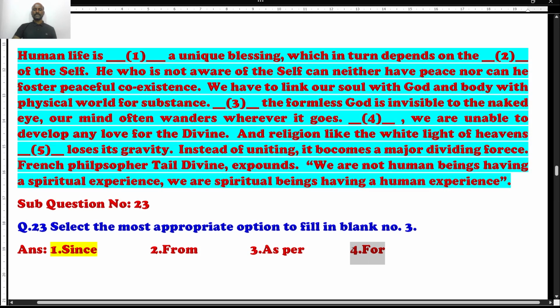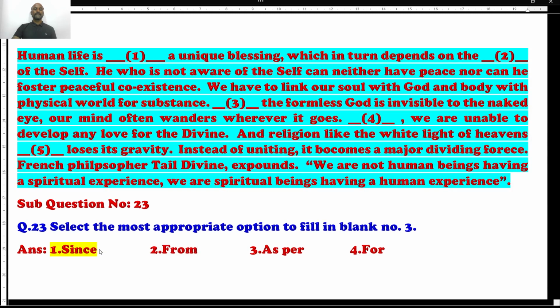I suppose first remove for, then remove as per, because they are not collocating. Option 3 and 4, just wipe it out. Now we have two options. One is since, another one is from. Students, since can be used as a preposition as well as a conjunction, right? We use since and from in the present perfect continuous sense. When it is a point of time, we use since. When it is a total period of time, we use from. But here it is neither a point of time nor a total period of time. Here, since can be used.